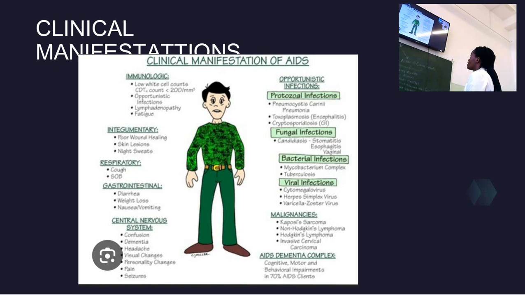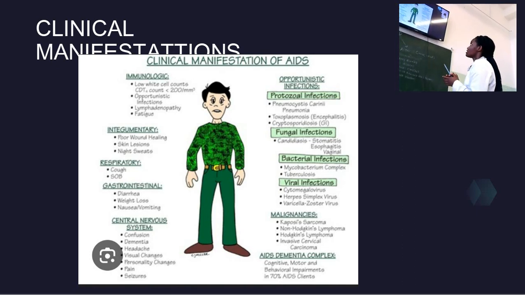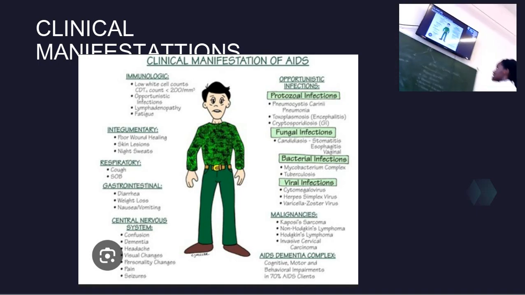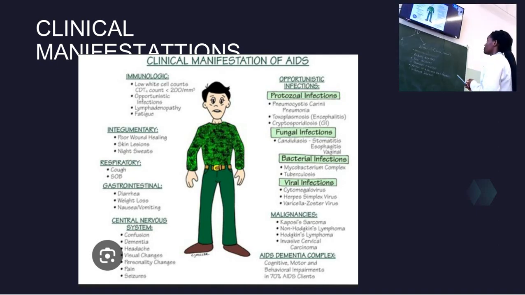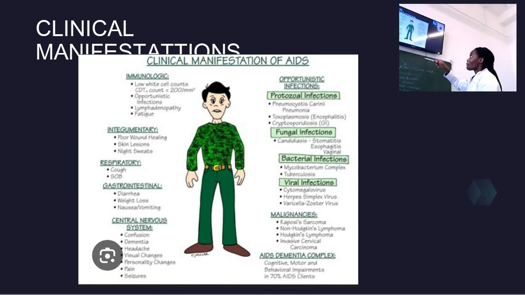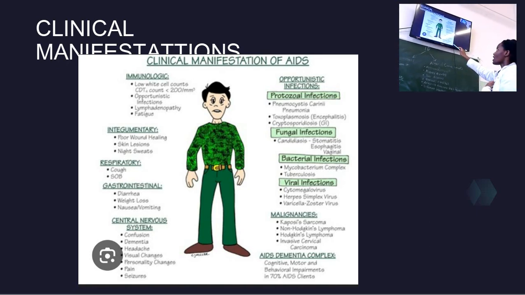Okay, so we have immunologic, which are basically low white cell counts, opportunistic infections, and lymphadenopathy and fatigue. Then we have integumentary, where there's poor wound healing, skin lesions, and night sweats, and then respiratory, where we have cough and SOB. Then we have gastrointestinal, where we have diarrhea, weight loss, and nausea and vomiting. And then we have central nervous system, where we have confusion.